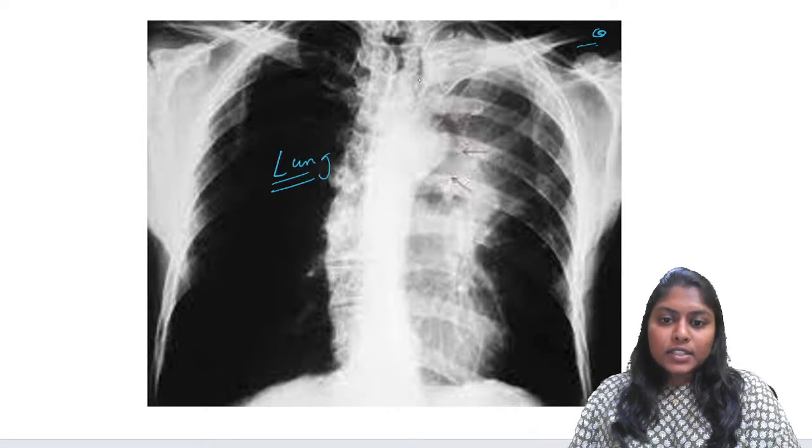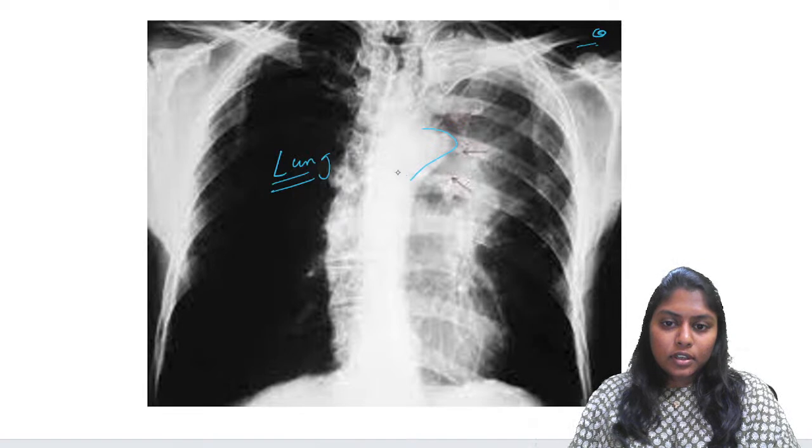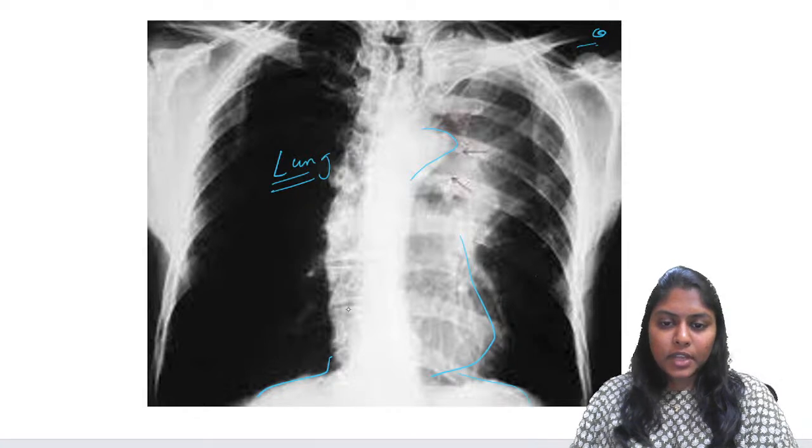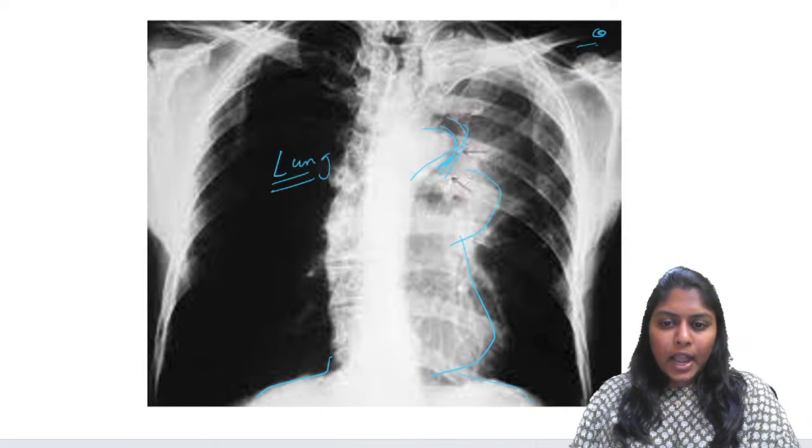So this is the arch of aorta, and this is the heart border. This is the right dome of diaphragm and this is left dome of diaphragm, and the thorax and ribs we are able to see here. The most important thing here is there is a thin radiolucent area just around the arch of aorta, and there is a hilar mass.